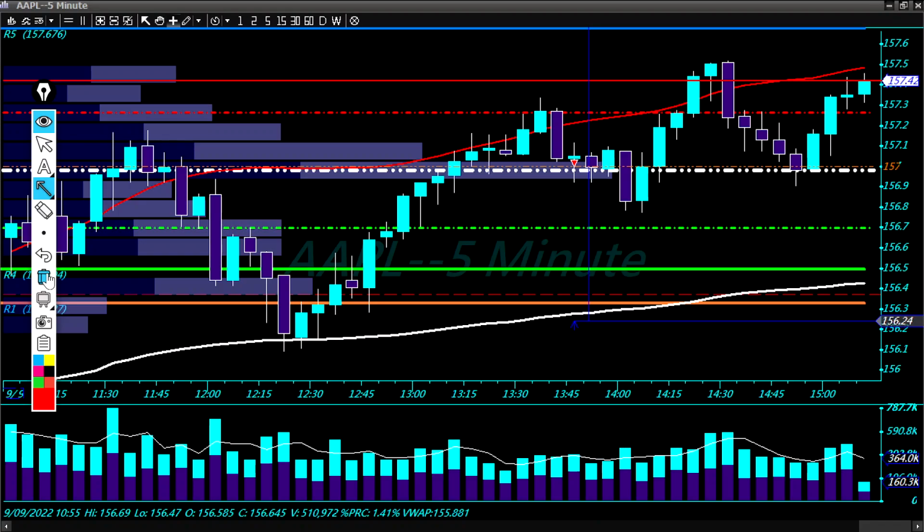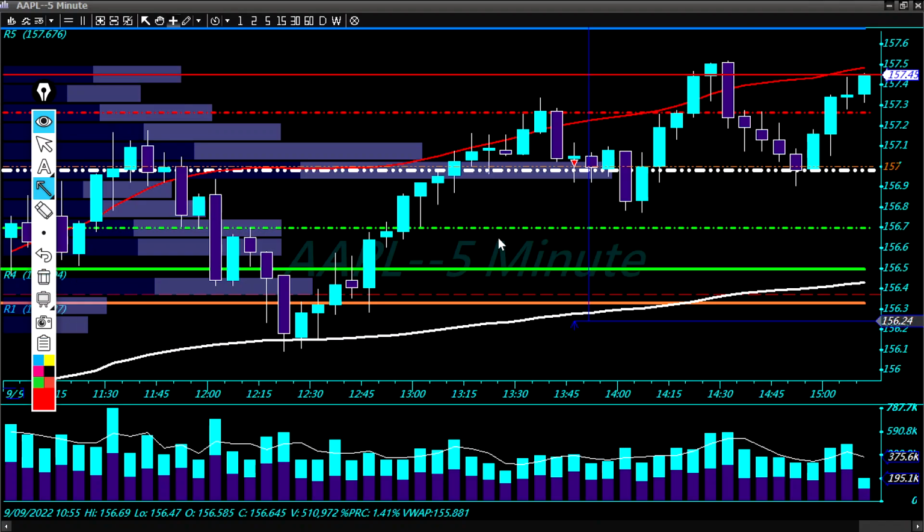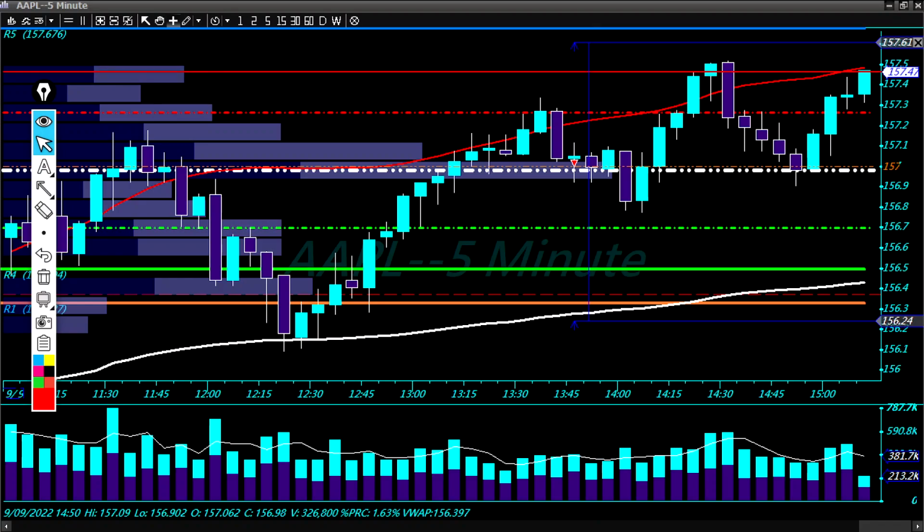So at this point, if we do break above that head, if you want to call it that, this right here, then I should probably just get out of the trade. Risk management wise, because what's stopping it from going further anyway? If we do break the highs, what's stopping it from going higher? So actually, I'm going to bring my stop down.